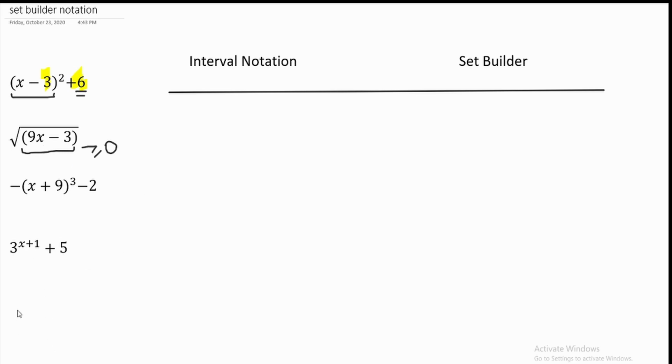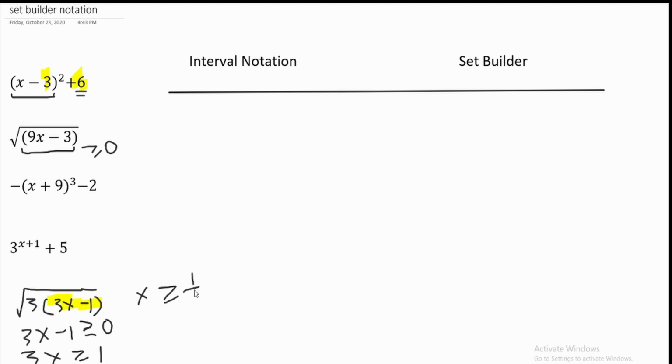So if we factor this, we get the square root of, we can factor out 3, then we have 3x − 1. Now 3 is just multiplying what's inside here. Everything inside here is just multiplied by 3. So what we have to do is find when this is equal to 0, and then we can work around it. So clearly we have 3x − 1 greater than or equal to 0, right? 3x is greater than or equal to 1. Then we have x is greater than or equal to 1/3.